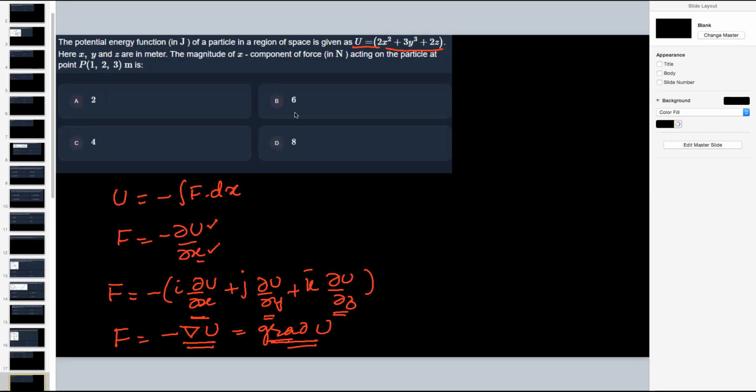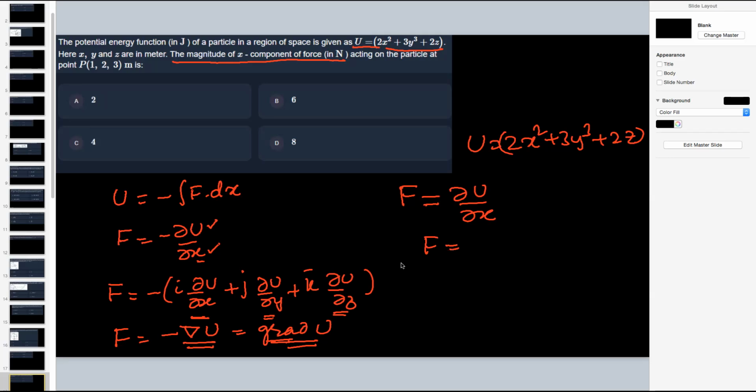You are asked to find the magnitude of the x component of the force. So simply if you find minus dou u by dou x, it is enough. Of course, minus is also not important. Magnitude is important. Then what is u? U equal to 2x squared plus 3y cubed plus 2z. Then dou u by dou x value is 4x. This you have to find at point P (1, 2, 3). That is, the x value is 1. So force is equal to 4, you get. Now this is your answer. Good. Now we go for the next one.